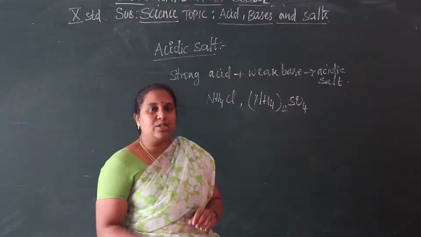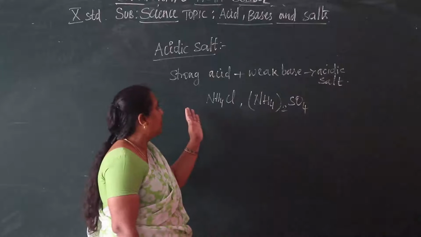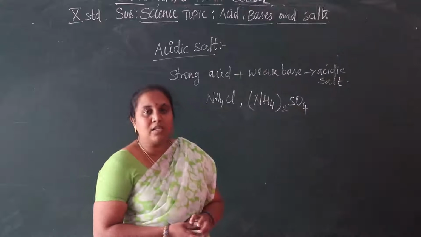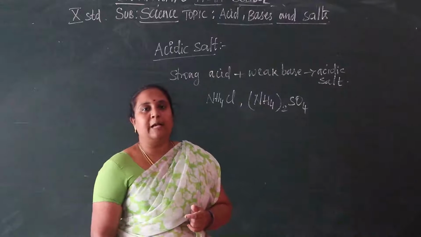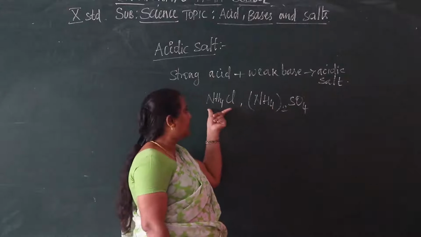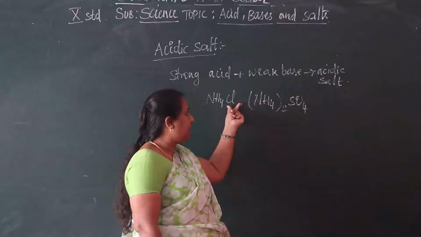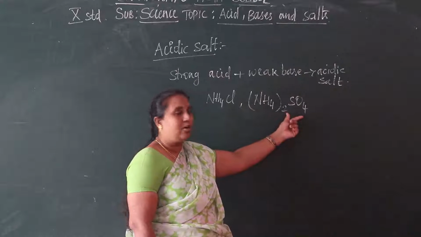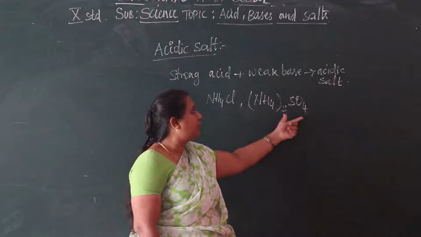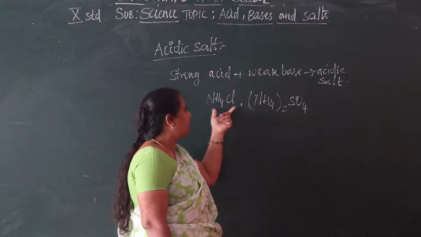So what are the reactions here? We are making reactions between strong acid and weak base. What are the strong acids here? We are taking hydrochloric acid, since the acidic salt has chlorine, Cl. And see here, sulfate: sulfate means we are using sulfuric acid to produce this acidic salt. So let us see this reaction.